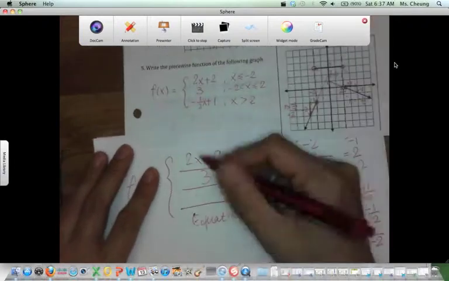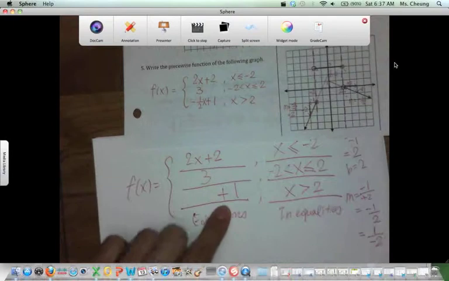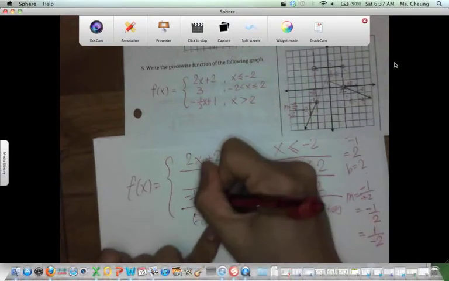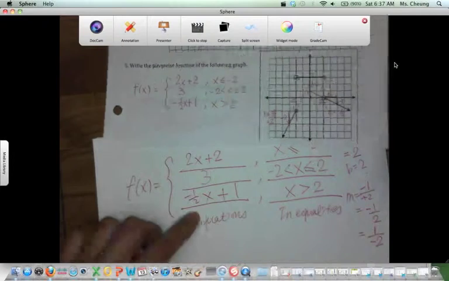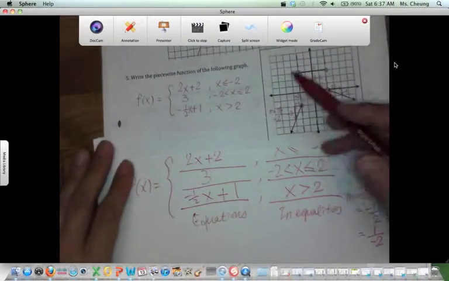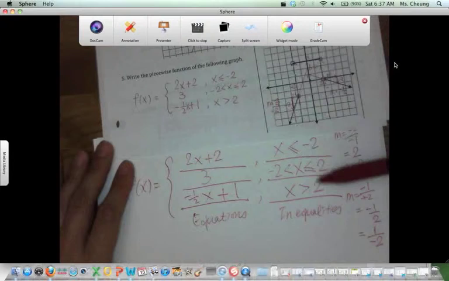So my y-intercept is +1, so this is my constant, and my slope is -1/2, so I can put -1/2 x plus 1. So this is the answer for question number 5.